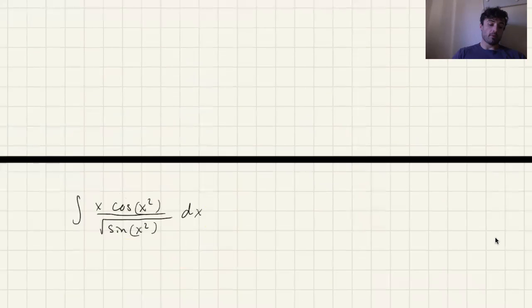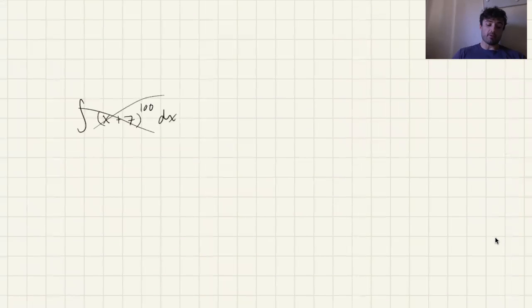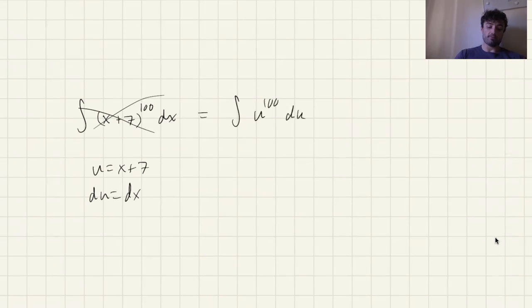An example of that is what I have crossed out up here, but let's just do it really quick. If u is x plus 7, then du is the same thing as dx. And this integral becomes the integral of u to the 100 du. And so then I take an antiderivative. I have u to the 101 over 101 plus c. And that's x plus 7 to the 101 over 101 plus c.